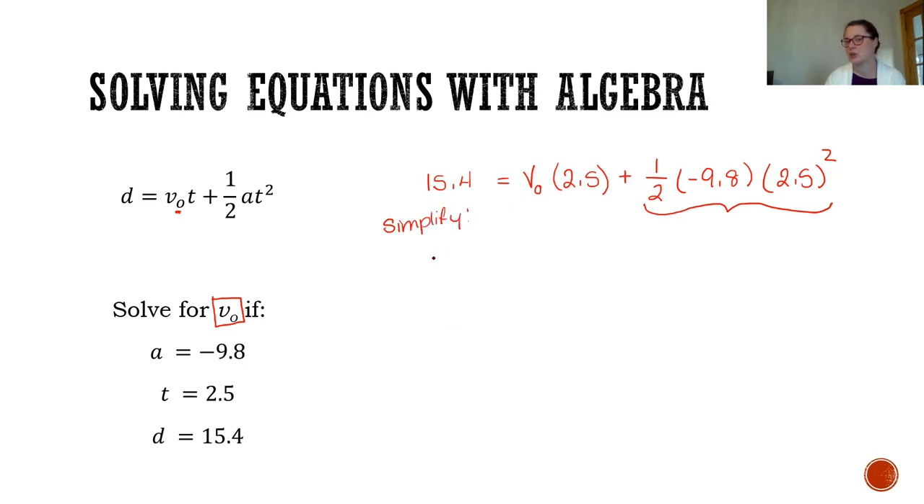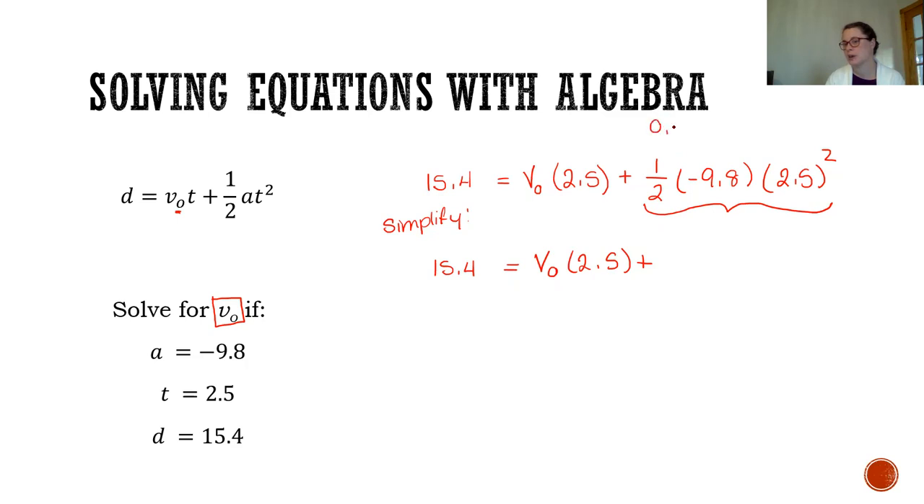Okay. So 15.4, I can't do anything with that. V0 times 2.5, I can't do anything with that. It's still going to be a letter or a variable times a number. Plus, well, we can take all of this and get it into one number. Remember to follow order of operations. 2.5 squared should get done first. So 2.5 squared will leave you with 6.25 times negative 9.8 times 1/2 or a 0.5.